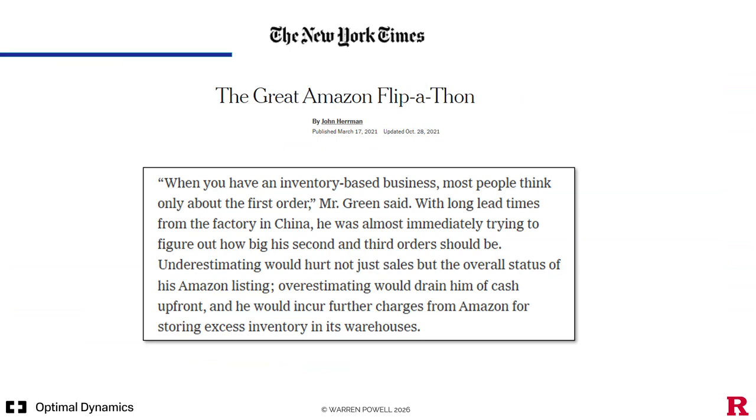So when you have an inventory-based business, most people think only about the first order. With long lead times from the factory in China, he was almost immediately trying to figure out how big his second and third orders should be. Underestimating would hurt not just the sales, but the overall status of his Amazon listing. Overestimating would drain him of cash, and he would incur further charges from Amazon from storing excess inventory. So he has a real overage-underage balancing problem.